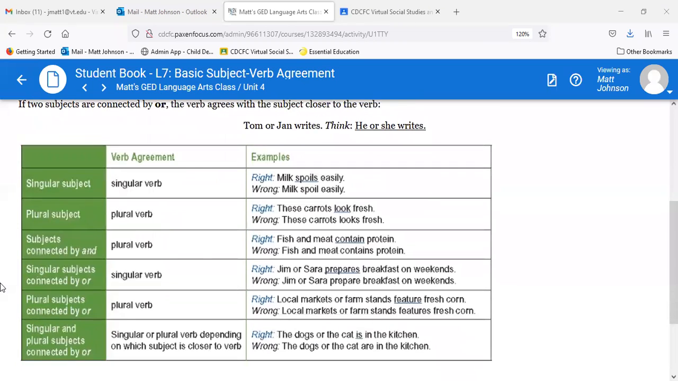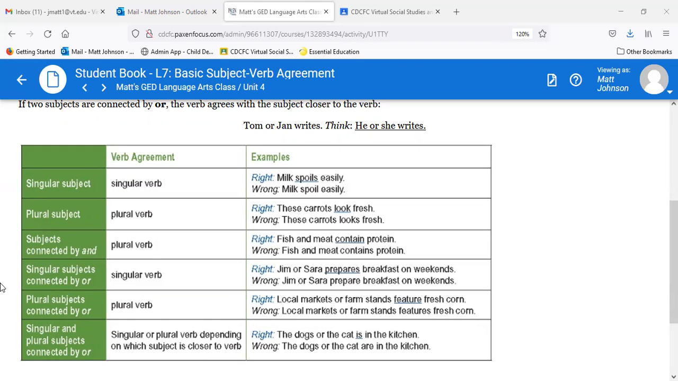And then here's our rules broken out here. And again, I'll post this on Google Classroom for you guys. Singular verb, straightforward, milk spoils easily. Milk, singular, spoils, singular, right? It would be incorrect to say milk spoil easily. And you could see it sounds awkward when you hear it. Plural verb, okay? Correctly, these carrots look fresh. Without the S at the end, look is the plural verb to agree with carrots, our plural subject. It's incorrect if you say these carrots looks fresh. You could see again, it sounds weird, right? Those verb and subject do not agree.